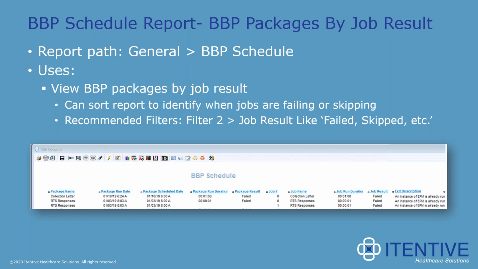With those filters applied, I can quickly see jobs that failed. For example, in this sample report I have on the screen, I can see under that exit description column that these jobs failed because an instance of EPM was already running. Basically, that's just telling me that my jobs are overlapping. So I can look at that and I can go in and address that.